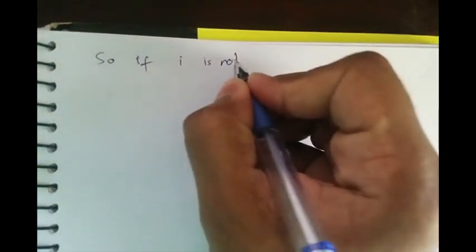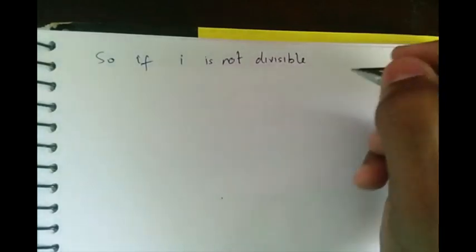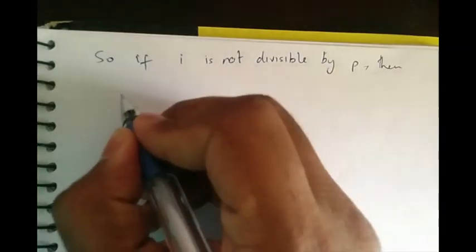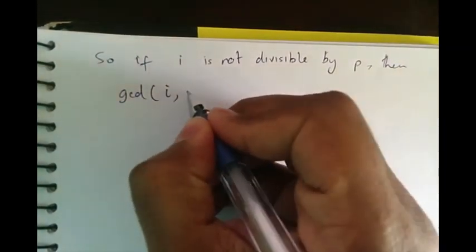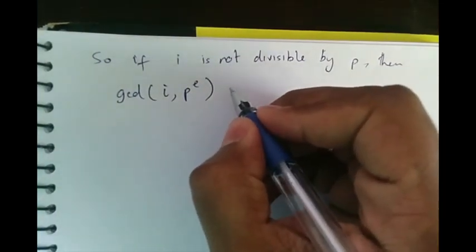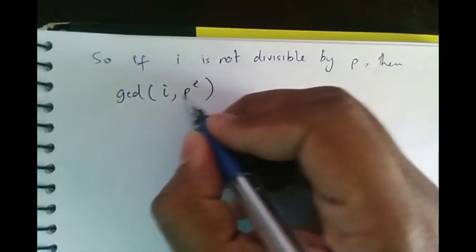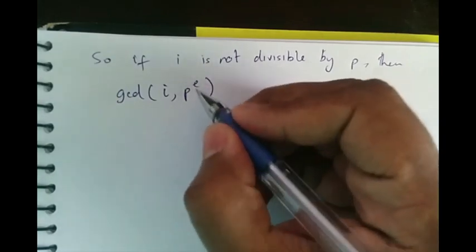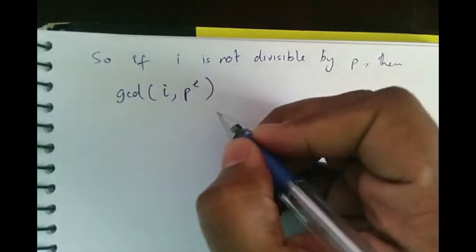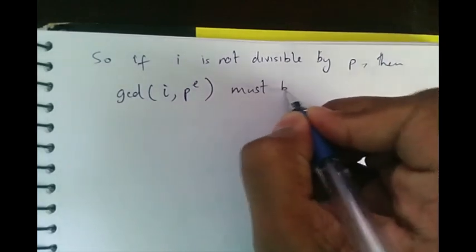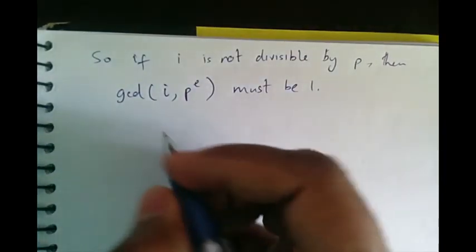So if I is not divisible by p, then the GCD of I and p to the e has to be 1, because if it is not equal to 1, it has to be something which divides p to the e, and the only divisors of p to the e other than 1 are all divisible by p. Okay.